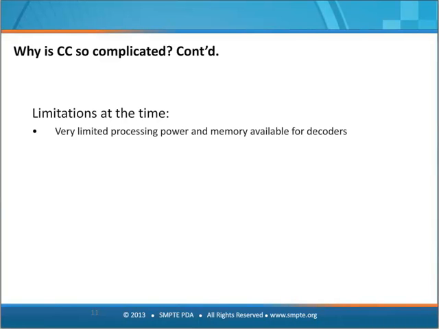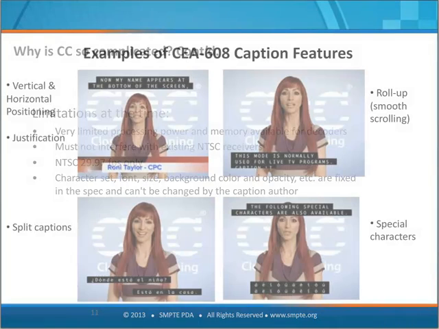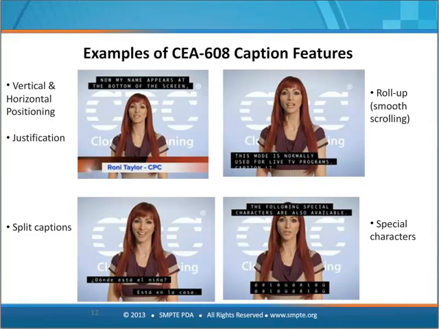And of course, there are a lot of limitations at the time when closed captioning was invented. Like, as I mentioned, very limited processing power, limited memory. They had to encode the signal in a way that would not interfere with all the installed base of televisions out there. Of course, at that time, we only had NTSC to worry about. Only 29.97 frames per second. We didn't have all these HD frame rates that we have now to worry about. Because of the limitations, the character set, font size, background color, etc. were fixed in the spec. They cannot be changed by the caption author.